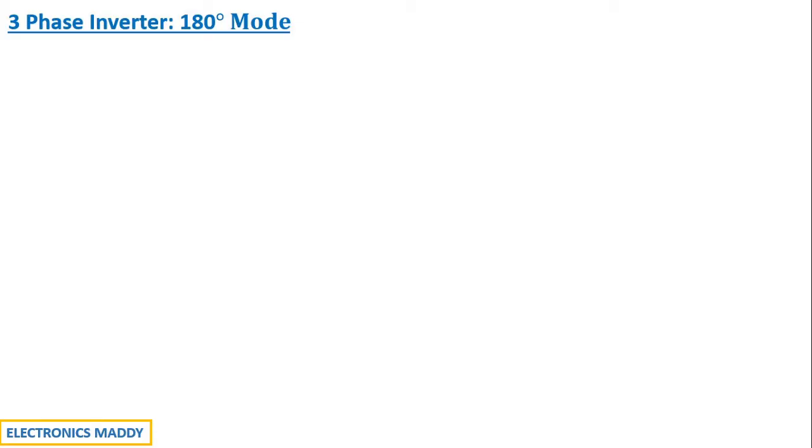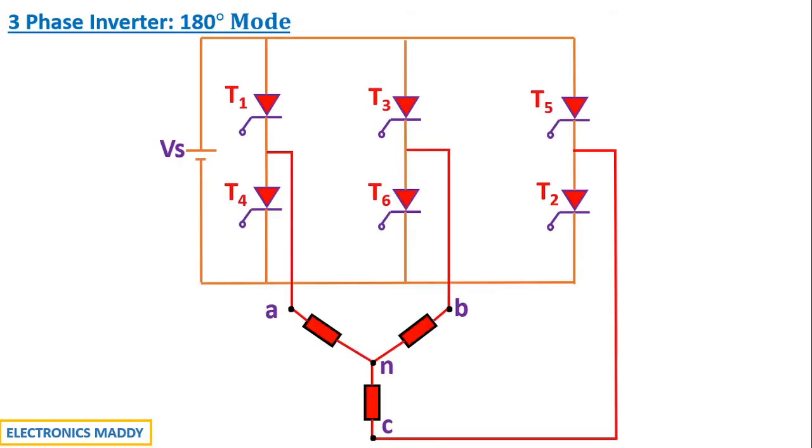In today's video, I'm going to explain the working of a three-phase inverter operating in 180-degree mode. This is the circuit diagram of a three-phase inverter. If you carefully observe the circuit and compare it with a single-phase inverter, you will notice two additional thyristors are being used. Due to the inclusion of these additional two thyristors, we will be able to achieve conversion of DC into three-phase AC. It sounds surprising, but after watching this video, you will know the importance of each of these thyristors in the circuit.